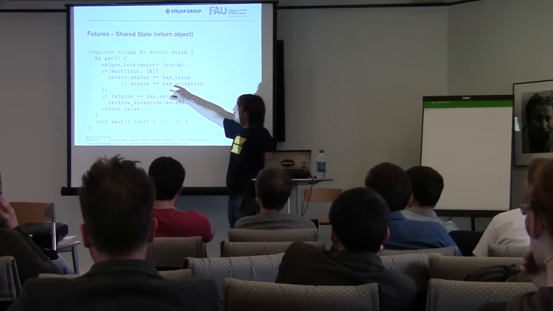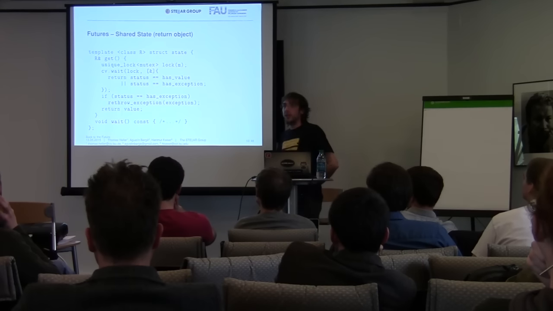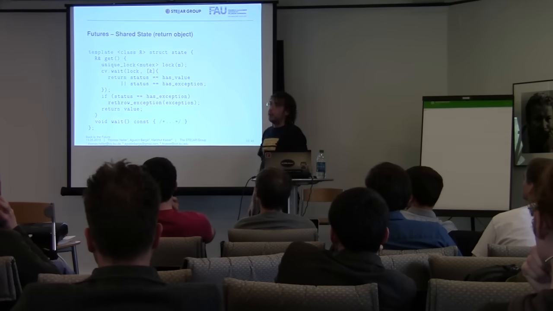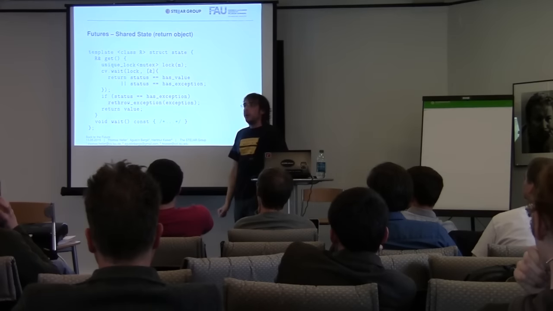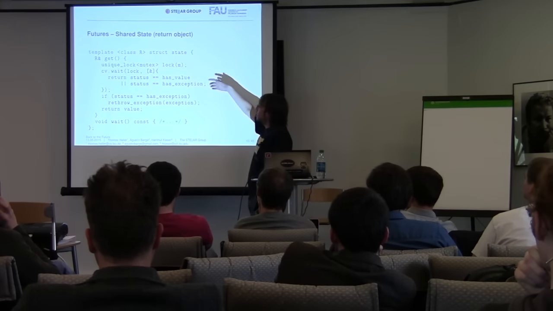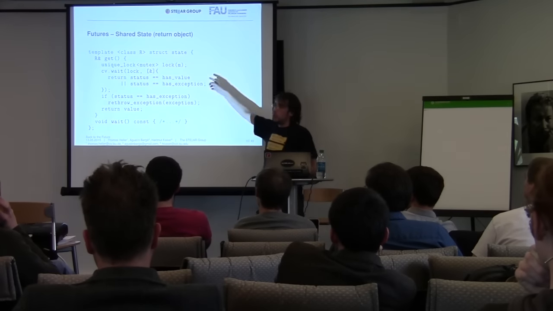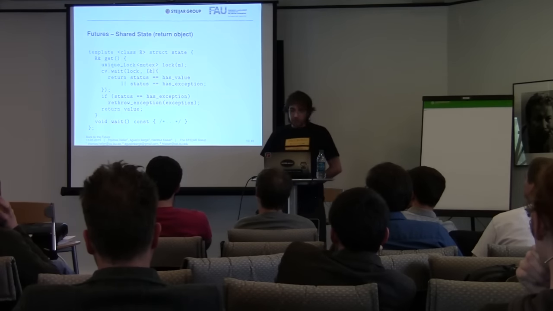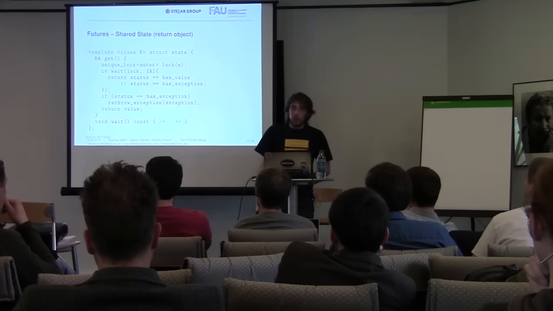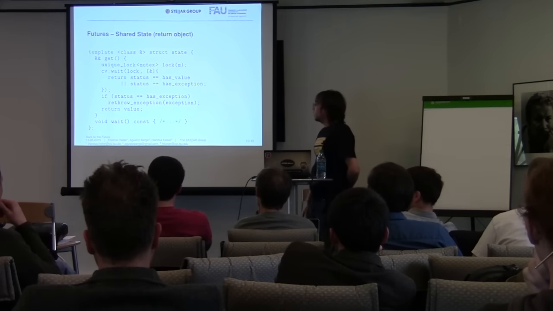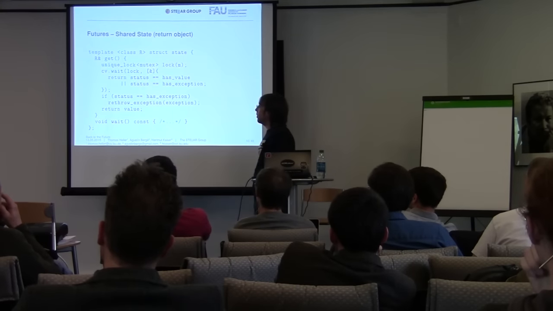Now, I'm using the predicate form of condition variable wait. So if the condition is already satisfied when we call it, there will be no waiting at all. It will return immediately. And more importantly, if the condition variable wakes up spuriously, it will go back to sleep if the condition hasn't been satisfied. The predicate form basically runs a loop on the condition, waiting on the condition variable. So once we return from the call to condition variable wait, we know that we either have a value or an exception. If we have an exception, we simply rethrow it here. Otherwise, we return a reference to that value.